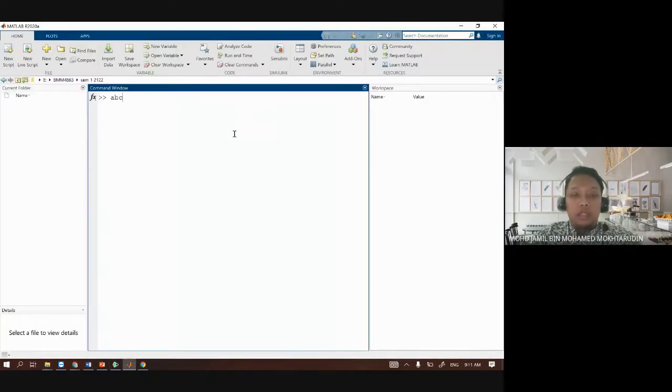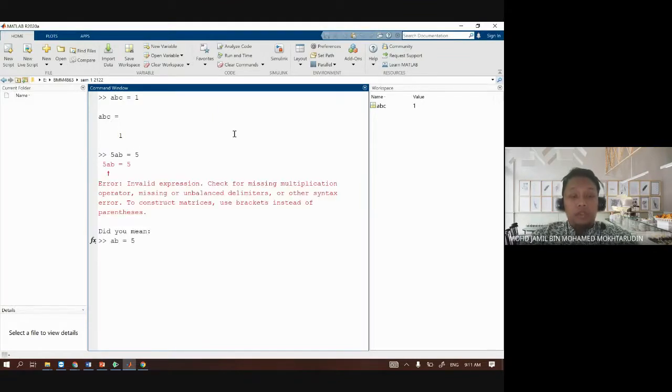So ABC equals 1. So we get a variable ABC. Now let's say we start with a number, 5AB equals 5. So tak boleh, okay? It will give an error, invalid expression. In the latest MATLAB, I think they provide this arrow. The arrow here indicates where the error comes from. I think in previous MATLAB, 2014 and below, they just put an underscore or underline.